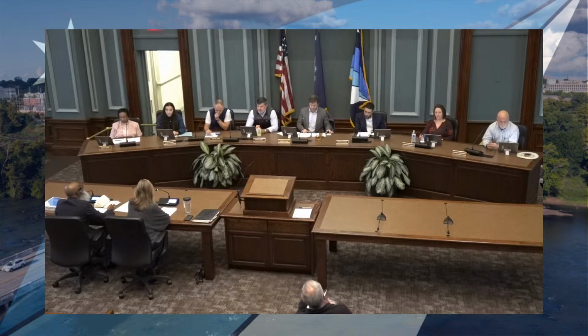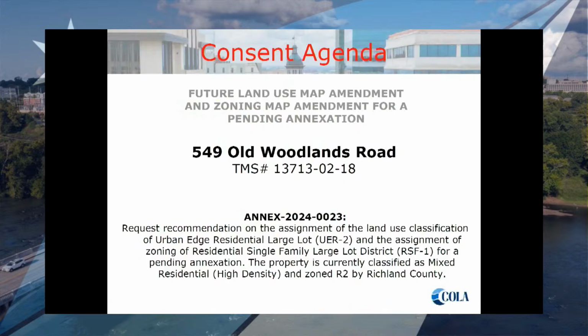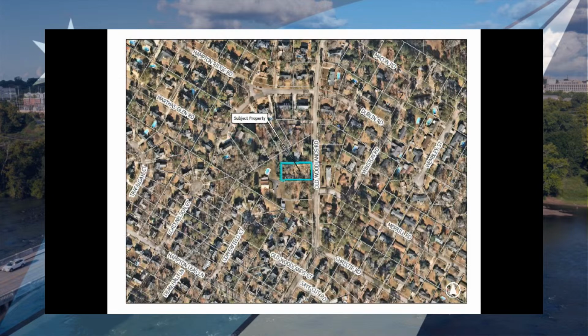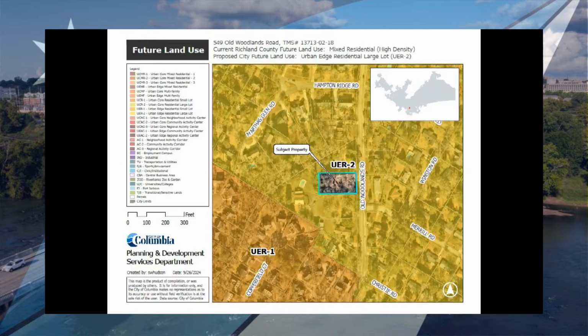Certainly. First is the approval of the October 10th, 2024 minutes. Next, we have under future land use map amendment and zoning map amendment for a pending annexation, 549 Old Woodlands Road. Request recommendation on the assignment of the land use classification of Urban Edge Residential Large Lot, UER2, and the assignment of a zoning of Residential Single Family Large Lot District, RSF1, for a pending annexation. The property is currently classified as mixed residential high density and zoned R2 by Richland County.